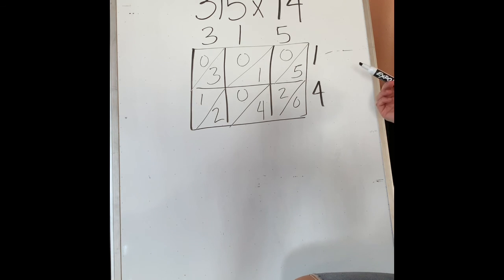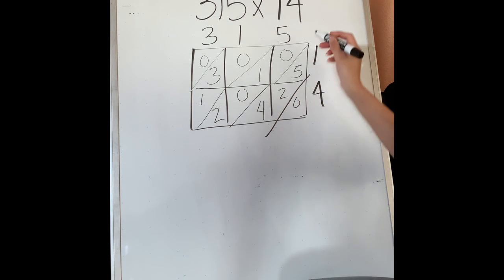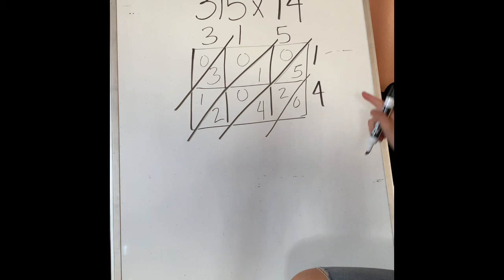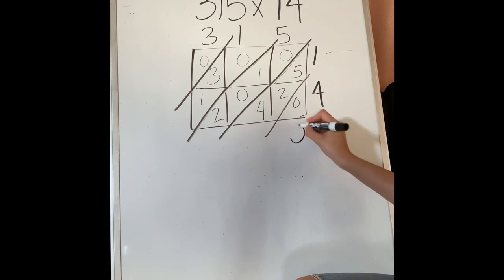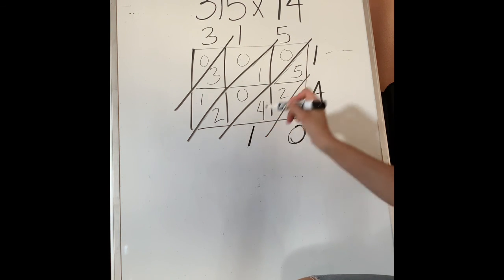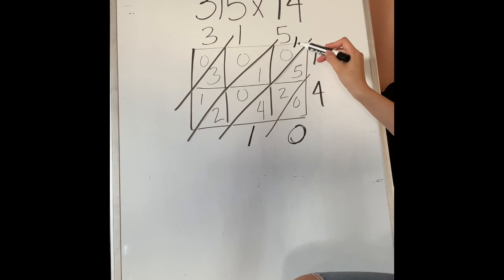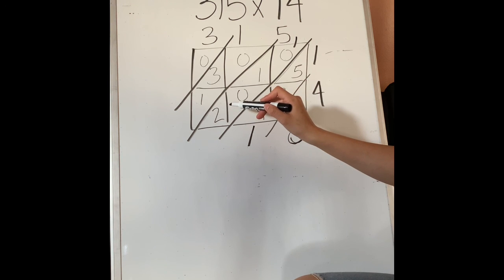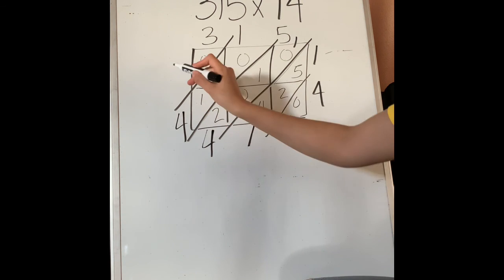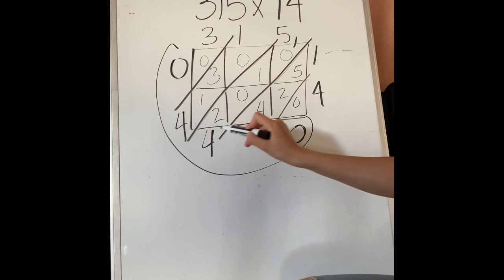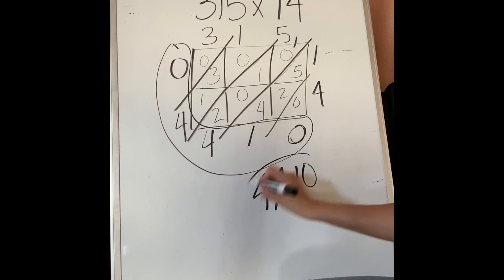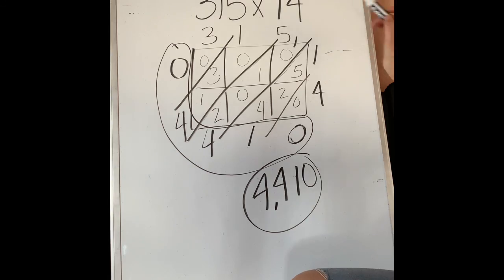So now all my numbers are in the box. So once again, I will just extend my lines so I can begin to add. So remember, we always start from the right, going towards the left. So 0. 4 plus 2 equals 6. So now 6 plus 5 is 11. I will carry my 1. 1 plus 1, 2. 2 and then 2 will be 4. So now 3 plus 1 is 4. And 0. So this right here will be my answer, which comes to be 4,410 is my answer to 315 times 14.